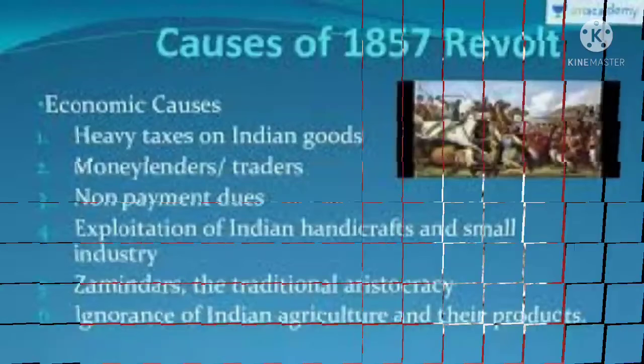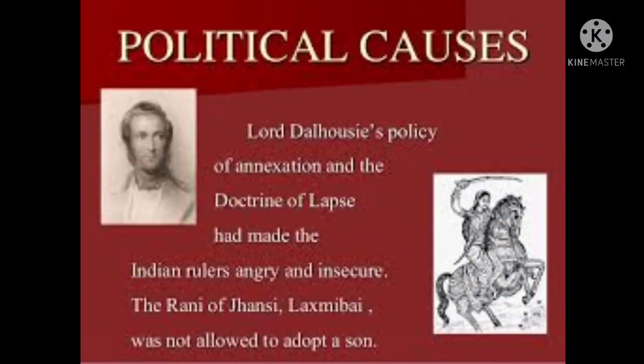Second, political causes. The British made lots of rules and regulations to capture territories, such as the subsidiary alliance that made rulers depend on the British. Then the strict enforcement of the doctrine of lapse made Rani Lakshmi Bai turn against the British. And to capture Awadh, the British cheated the Nawab, which hurt the sentiments of the people and army of Awadh.